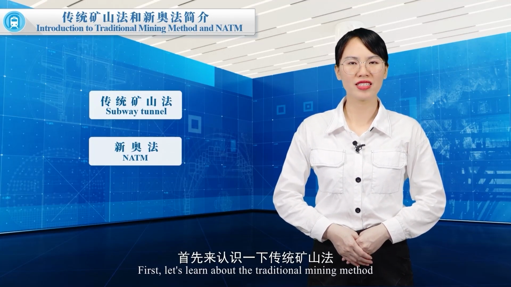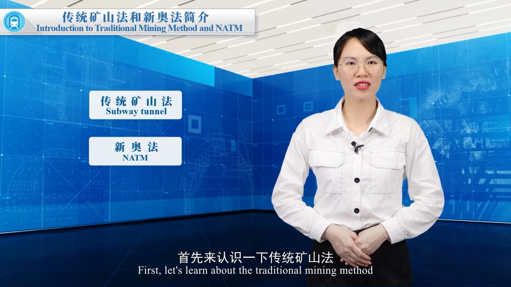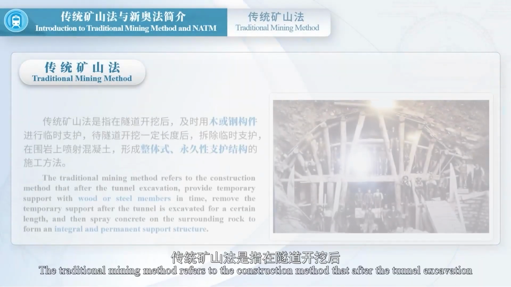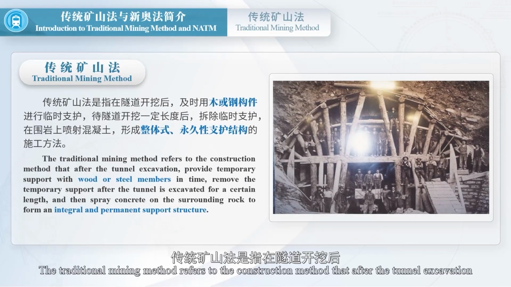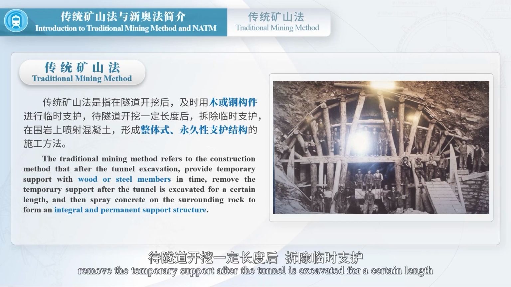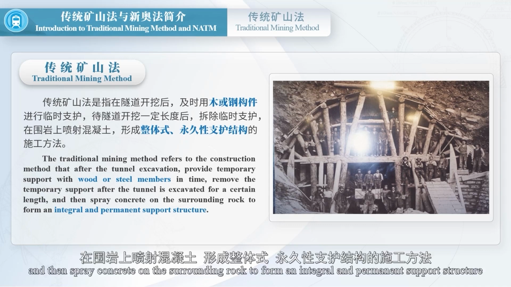First, let's learn about the traditional mining method. The traditional mining method refers to the construction method that, after the tunnel excavation, provides temporary support with wood or steel members in time. Remove the temporary support after the tunnel is excavated for a certain length, and then spray concrete on the surrounding rock to form an integral and permanent support structure.